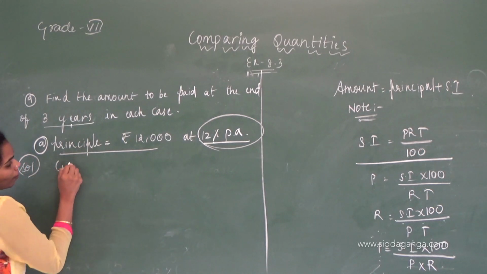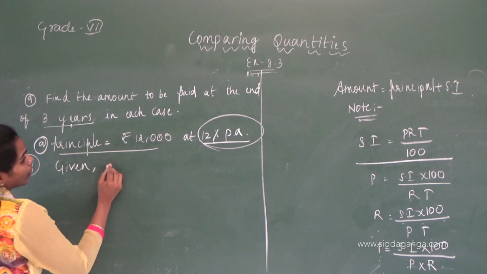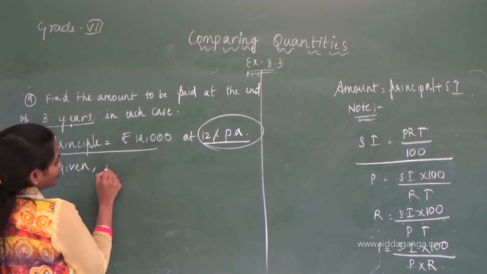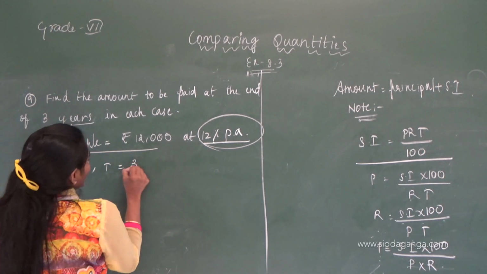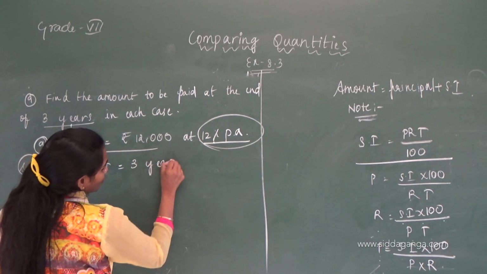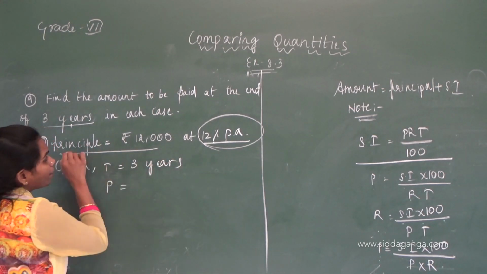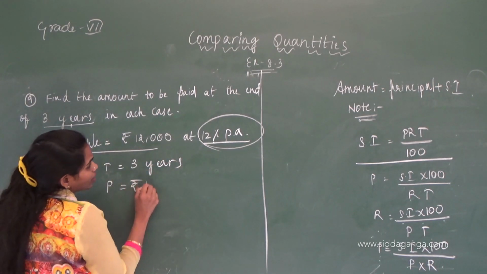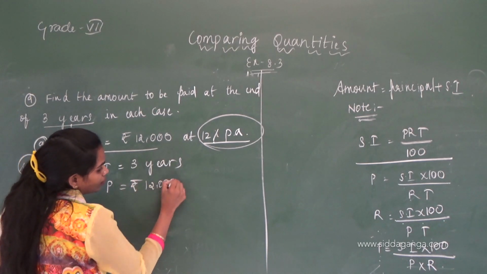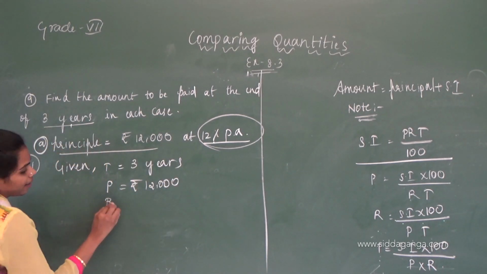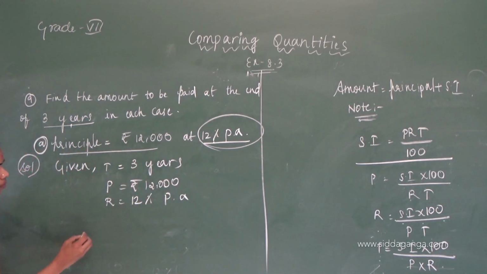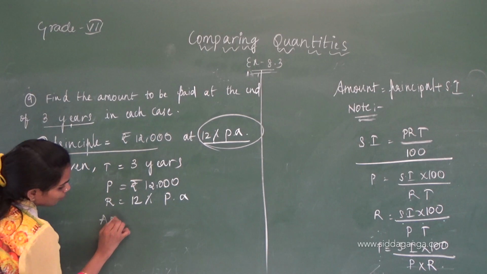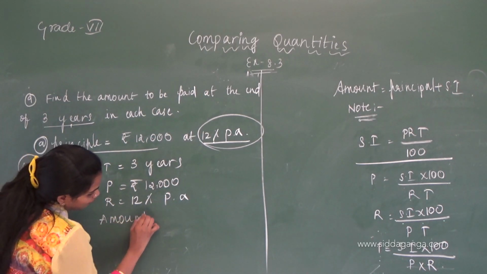Given: time, simply in place of time period we can take T, 3 years. P, principal, rupees 12,000, and then R, 12% per annum. Amount we have to find.